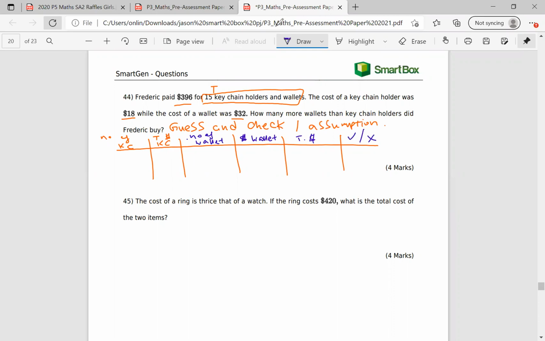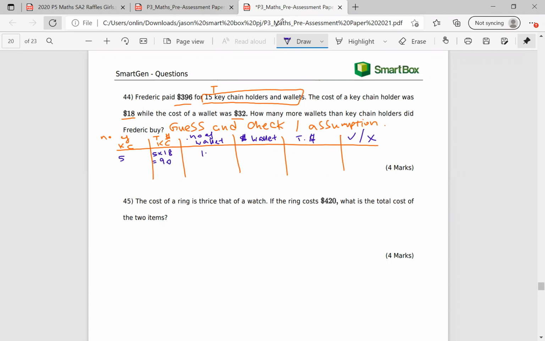So we are going to try, I'm going to start with trying with, let's say I have 5 keychains. So if we have 5 keychains, I should have 5 multiplied by 18, because per keychain is $18, so we have $90 here.